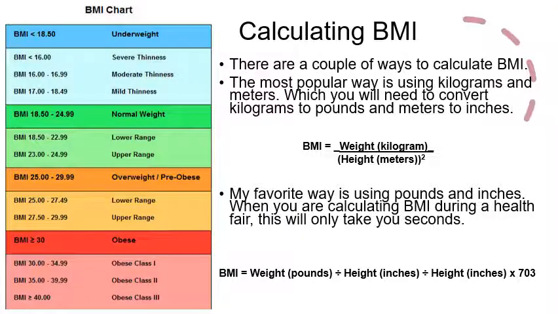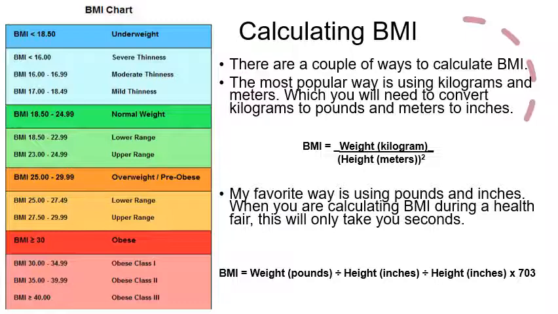Calculating BMI. There are a couple ways to calculate BMI. The most popular way is using kilograms and meters, which you would need to convert kilograms to pounds and then meters to inches. Because in this country, we usually use pounds and inches, unless we're doing science, like chemistry in the laboratory, things are in the metric system. So some of you might have learned the BMI formula, which is weight in kilograms over height in meters in the second power. But there are other ways to calculate the BMI.